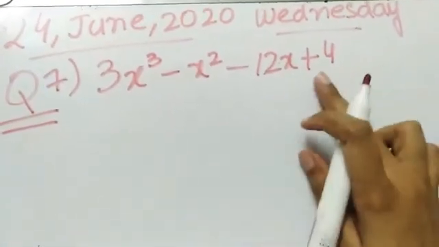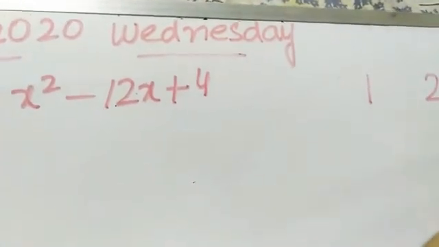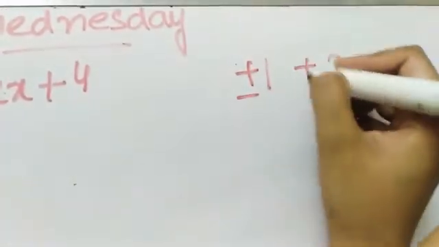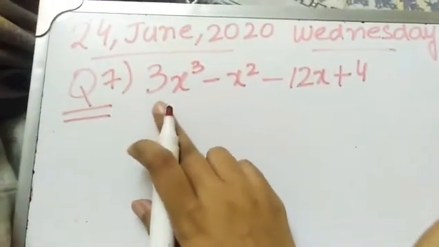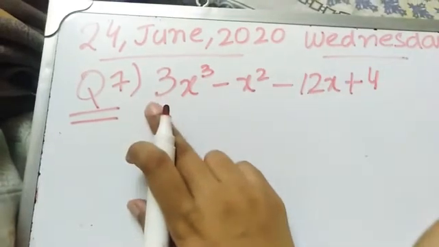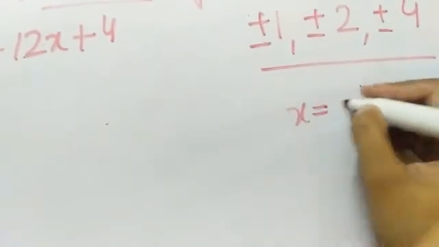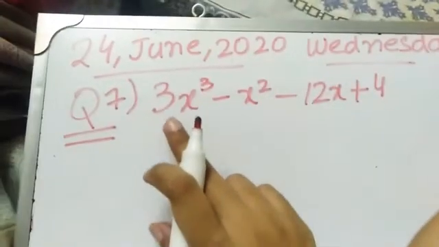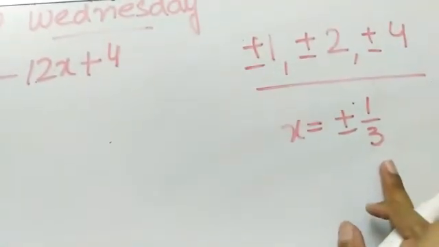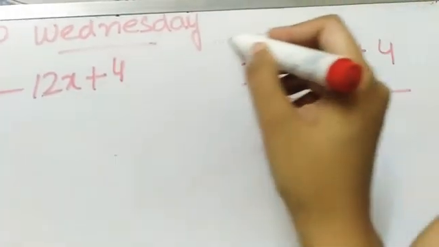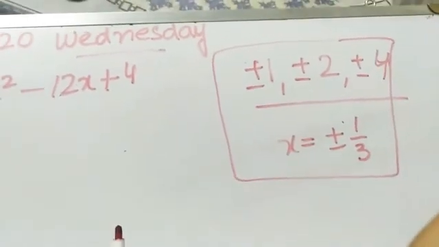Now we will look at the constant value, which is 4. The multiples of 4 are 1, 2 and 4 by itself. So we will use plus minus 1, plus minus 2, plus minus 4. We will check these numbers, and here the coefficient of x cube is 3, so I will also use plus minus 1 by 3. Why? Because the coefficient of x cube is 3, that's why I am using plus minus 1 by 3 also. These are the values I will check for the factors.